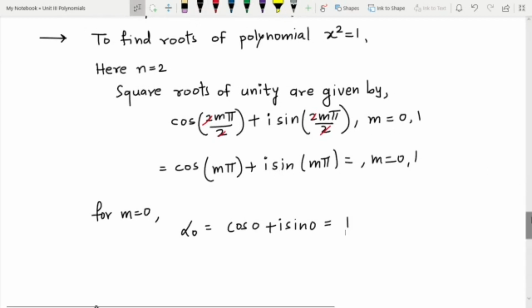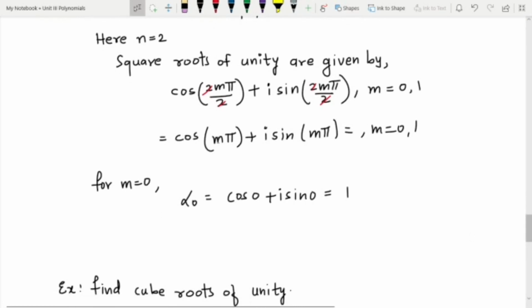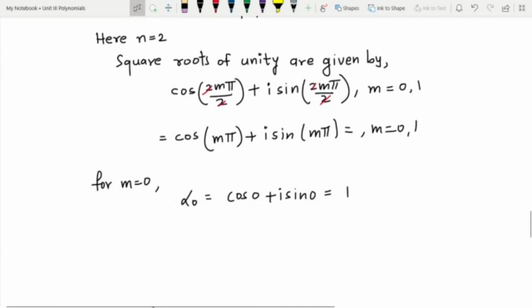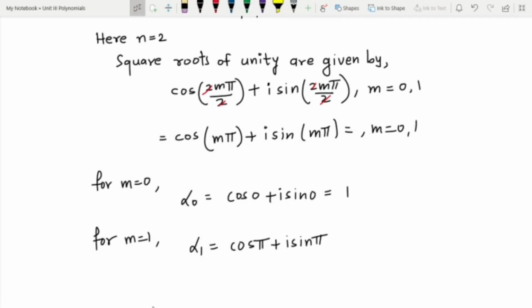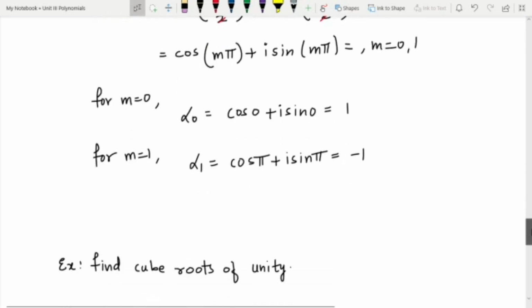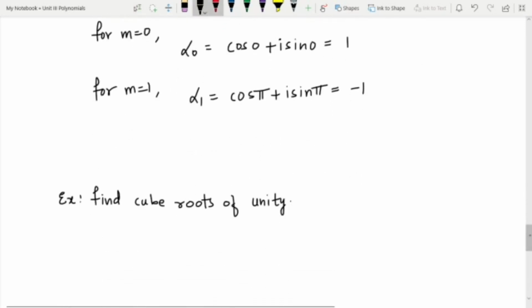Now our expected answer is we should have minus 1, right, for alpha 1. So let us see whether we get minus 1 or not. So for m is equal to 1, alpha 1 is equal to cos of pi plus i sin pi, but cos of pi is minus 1 and sin of pi is 0, so this will be equal to minus 1, and that is what our expected answer was. This was simple, right? So these are the required roots.